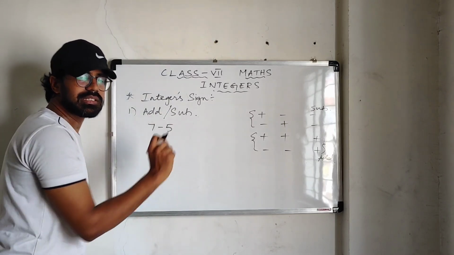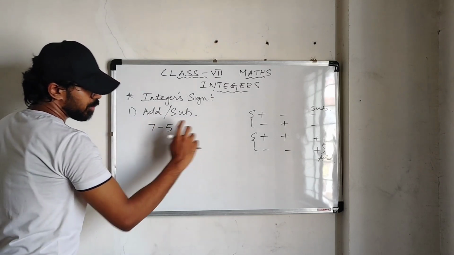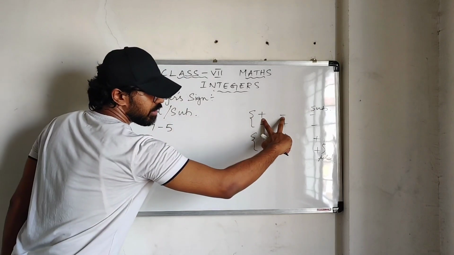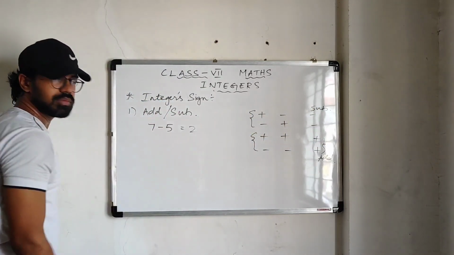You can't simply say it as 5. You have to say it as minus 5. So 7 minus 5. Basically they are different signs. If they are different signs, what are you supposed to do? Subtract them. So 7 minus 5 simply will give you 2.